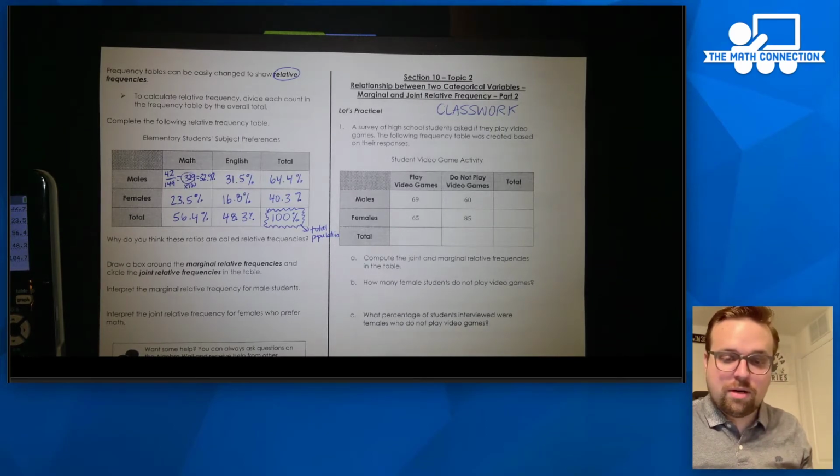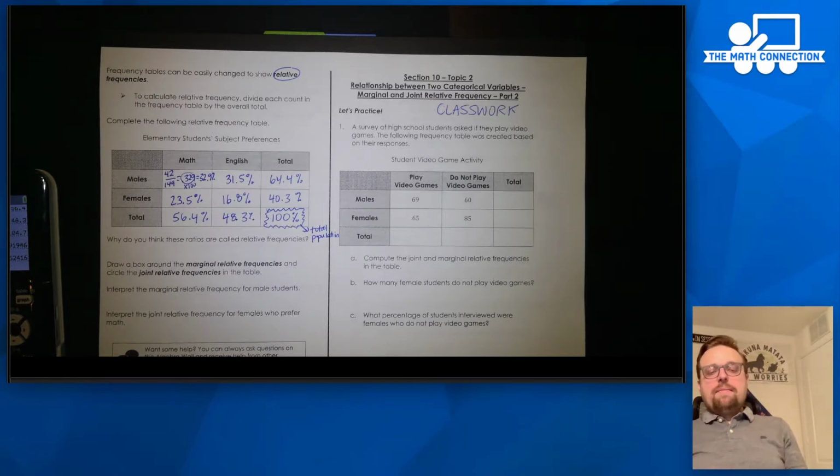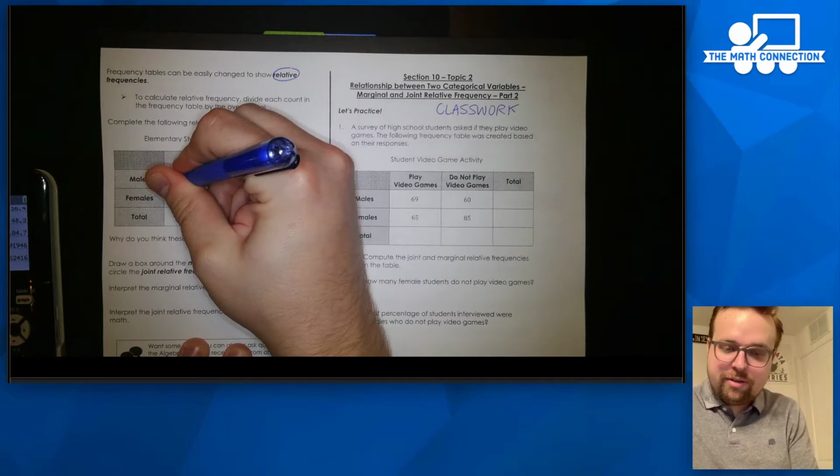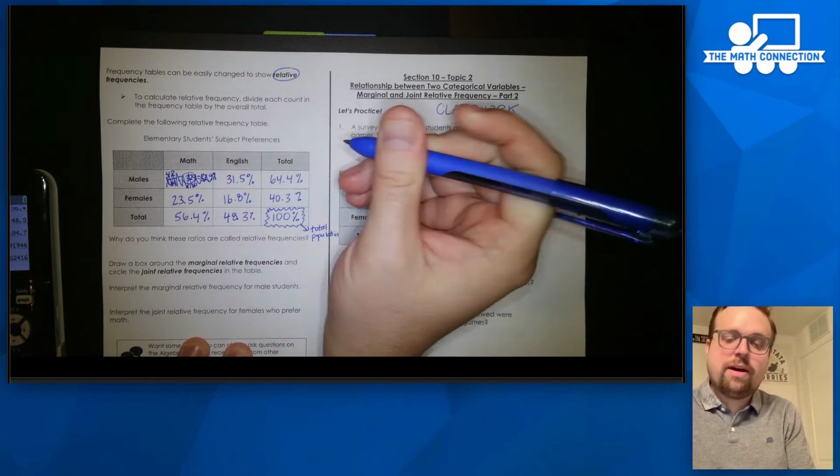42 over 149, 47 over 149, that's 31 and a half. Oh, I know what I did wrong. Okay, so my error seems to be with my first calculation here, so let's fix that right now before we go any further.